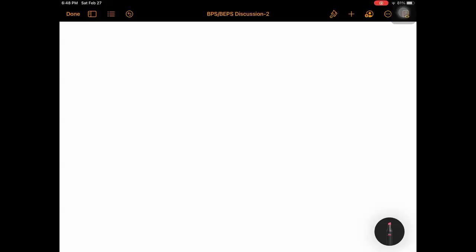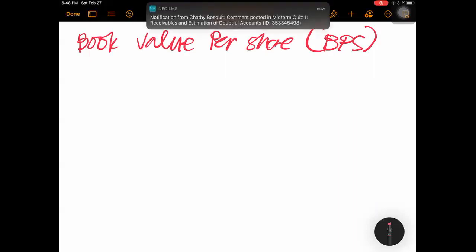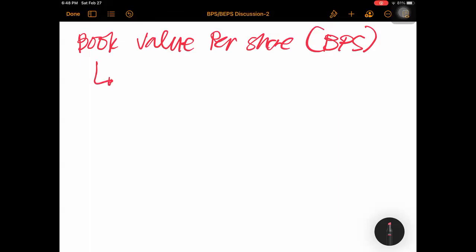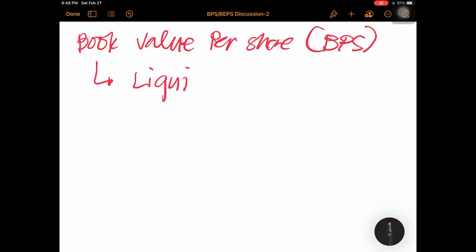Okay, so let's start with book value per share. So what do you mean by book value per share? Book value per share. Kanus-a man ni magamit si book value per share? So basically, book value per share is the amount that would be paid on each share assuming the entity is liquidated. So this is applicable when the corporation is subject to liquidation.